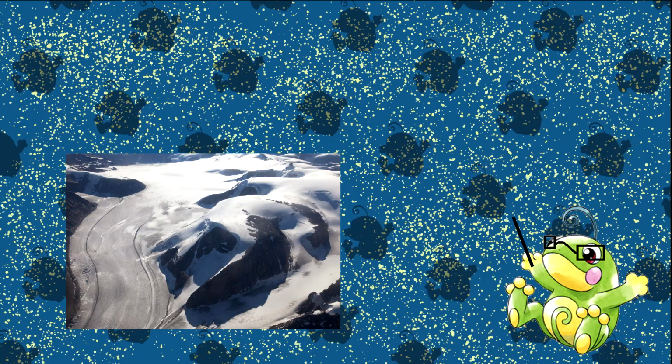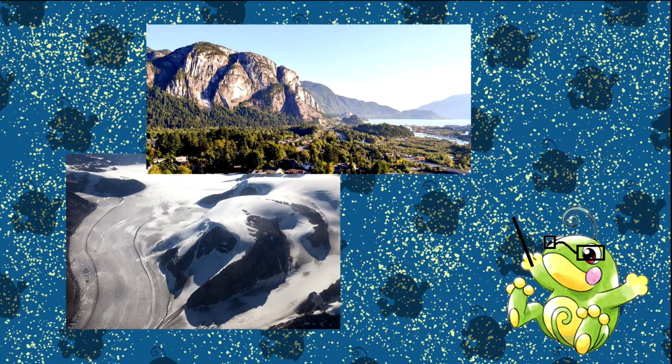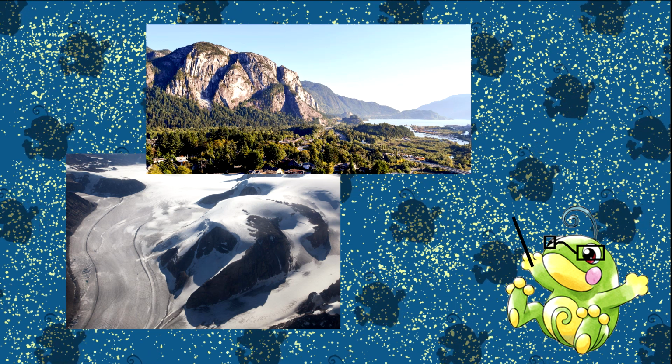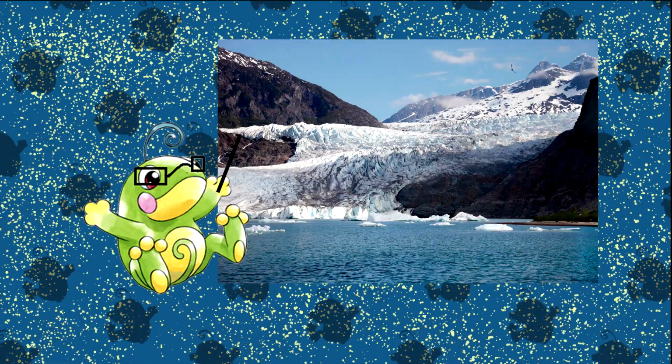I find this fact super neat, and because of this, glaciers can possess some geological qualities typically found in large rock bodies, such as internal deformation and creep. But for now, let's move back onto glaciers.